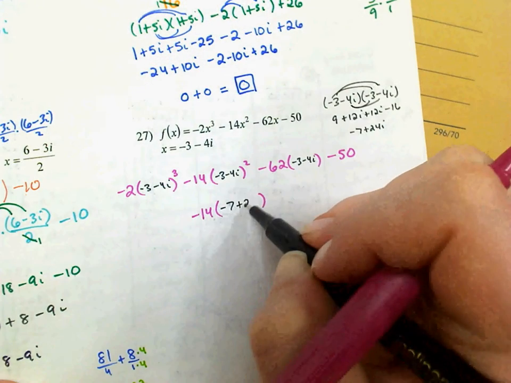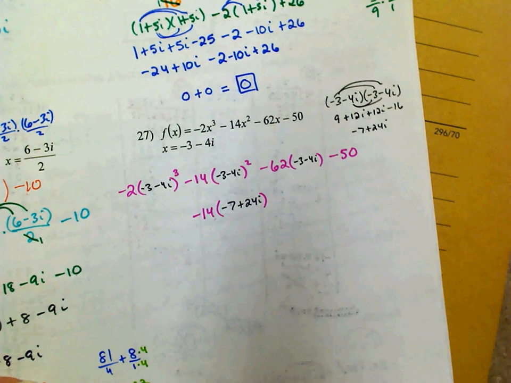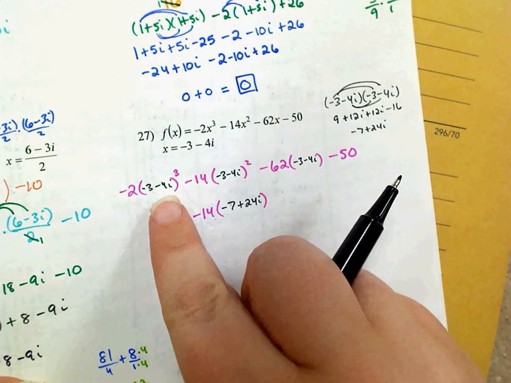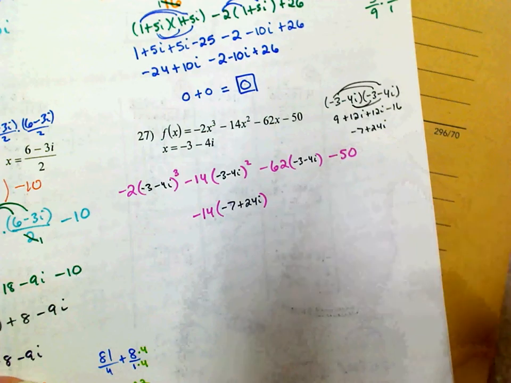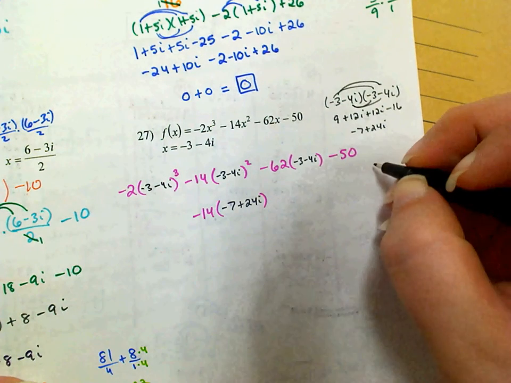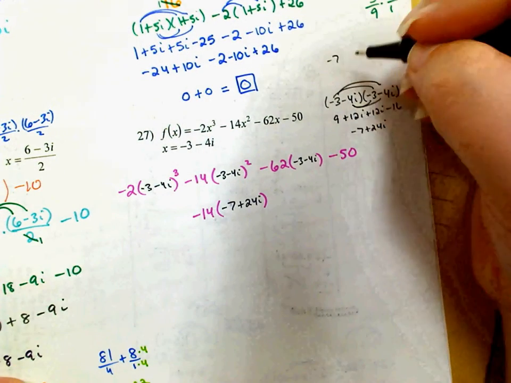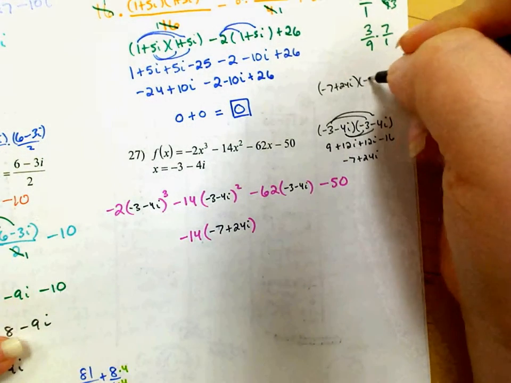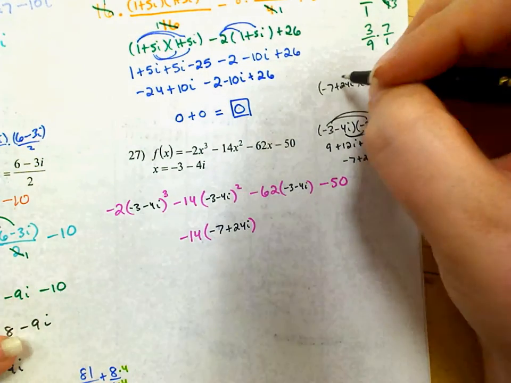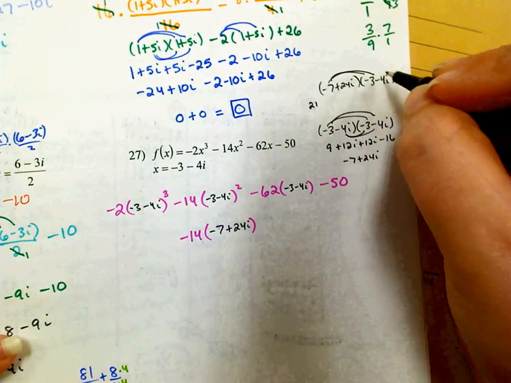Now, to cube it means to multiply it by itself 3 times. So I've multiplied it times itself twice. So I'll multiply negative 7 plus 24i times another one, negative 3 minus 4i. Then I'll get the other one. So I've got negative 7 times negative 3, it's a positive 21. Negative 7 times negative 4i is a positive 28i.